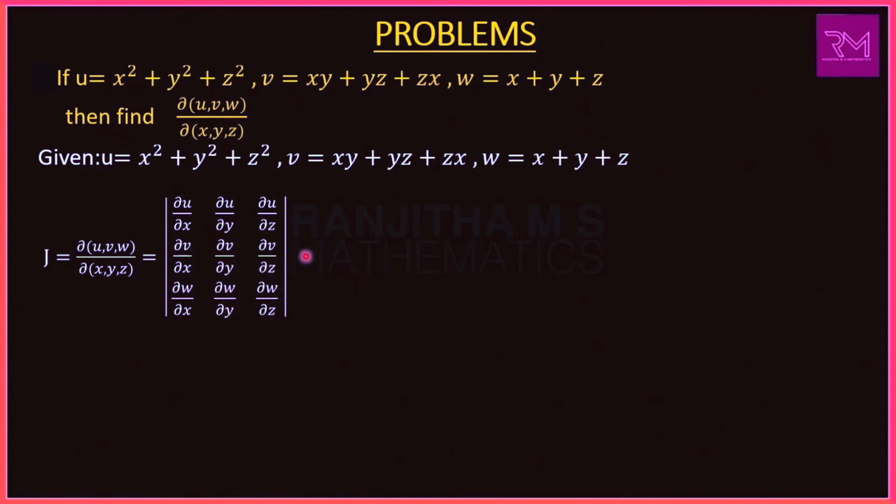In the first step, we have to find all these values. After finding all these values, we have to apply the determinant formula and simplify. We get the value of the Jacobian. For that, first find del u by del x, del u by del y, del u by del z.